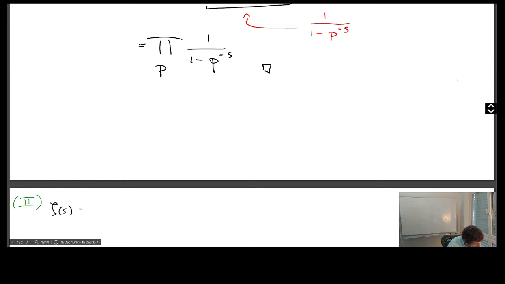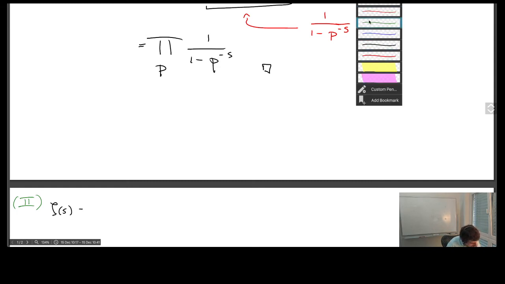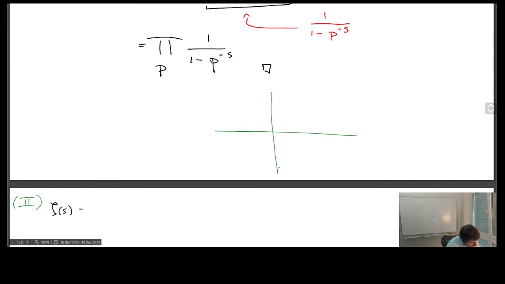So I have the complex plane, and I have here the line where the real part of s equals 1. What I showed is that everything is okay here. And what I want to do now is analytically continue this function over to this side. I'm going to talk about an analytic continuation of it.